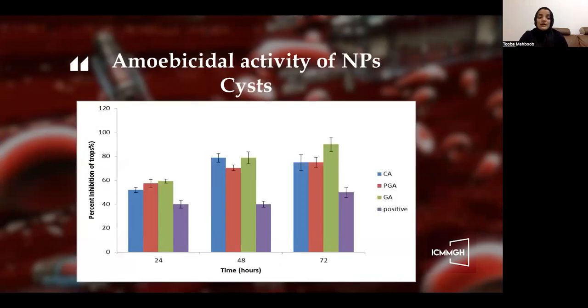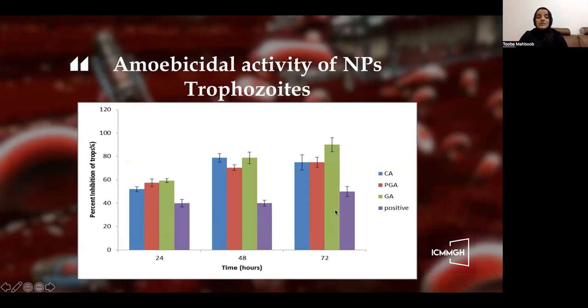Moving toward the amoebicidal activity of the nanoparticles toward the cyst stage, all of the prepared nanoparticles were effective in comparison with the currently available drug, our positive control here, chlorhexidine. Similar results were demonstrated against the trophozoite stage of Acanthamoeba as well. Among all the nanoparticles, gallic acid shows high potential against the trophozoite stage. And all of the prepared novel nanoparticles were found to be effective in comparison with the currently available drug, chlorhexidine.